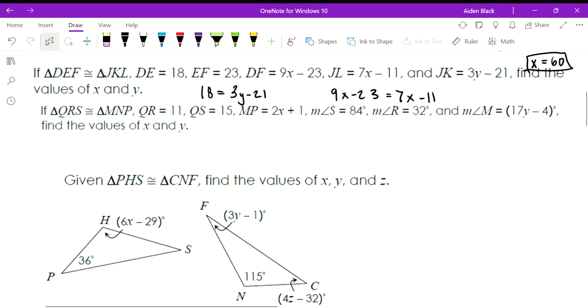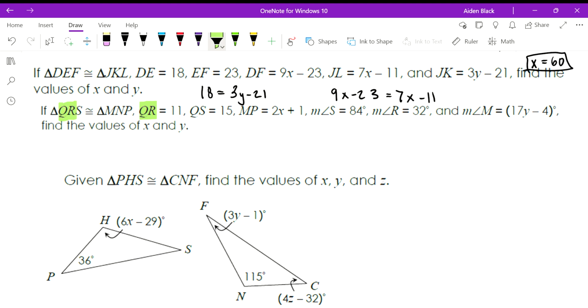Let's try this one. This one's a little bit tougher. If triangle QRS is congruent to triangle MNP, and then they give us all these measurements, then find the values of x and y. So let's take the same technique as we did with the last one, since we don't have much room. But this one is pretty tough to do without drawing it. And I'll show you in a moment why.